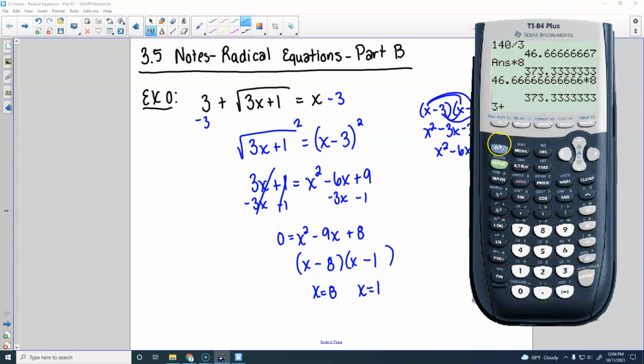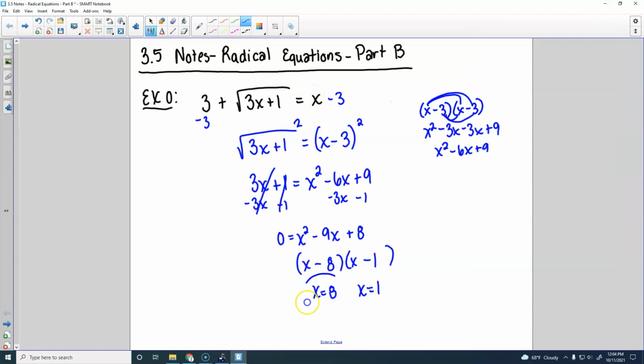So you can use your calculator if you want to check. 3 plus the square root, or you can do it in your head, or you can write it down. So 3 times 8 plus 1 is going to give you 8, which is what it's supposed to equal, because it's supposed to equal 8. So that one is an answer. It works.